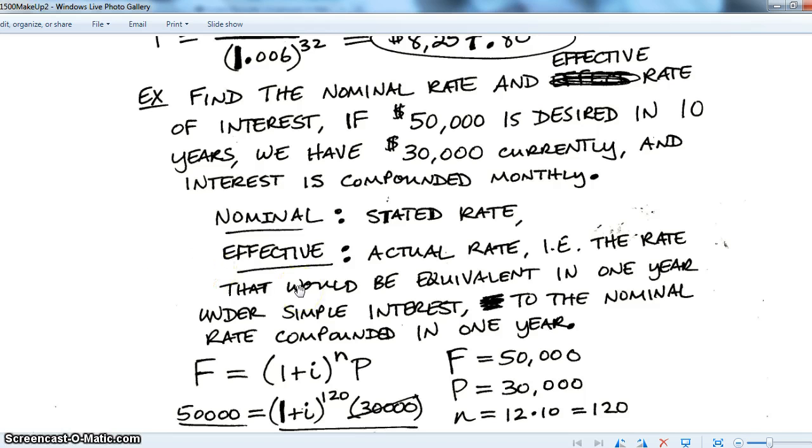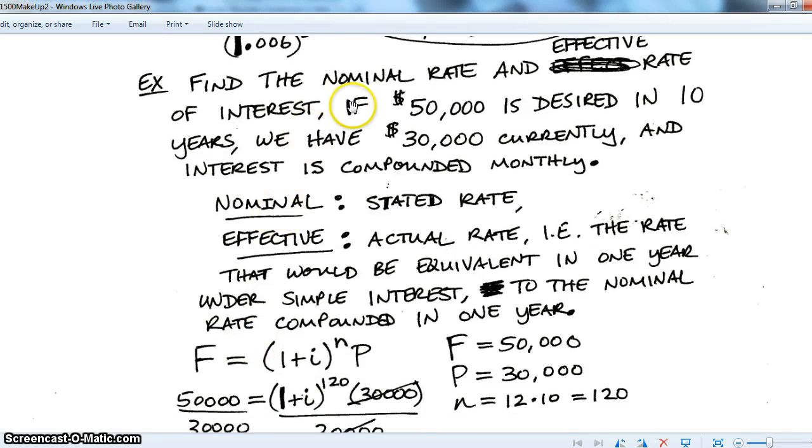Okay, so we need to talk about the difference between the nominal and effective interest rate, because it's an important difference here. The nominal rate is the stated rate. It's the rate that's given per year. That's not really the one that you're interested in. What you're really interested in is the effective rate. The effective rate is the actual rate. It's the rate that you're actually going to pay, or the rate that you're actually going to have as a return.